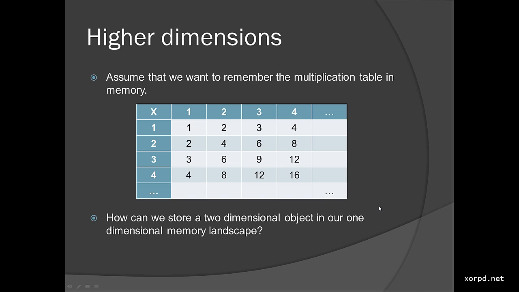So this is the question: how can we store a two-dimensional object in our one-dimensional memory landscape? This is a pretty important question. Many high-level languages have just some kind of a built-in multi-dimensional object that you can define, but this is not the case in assembly language, as you have probably guessed. You have to do it yourself. So how can we do it? We use our imagination.